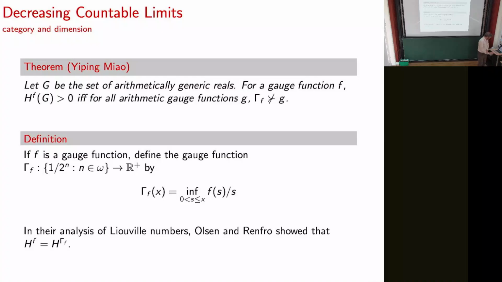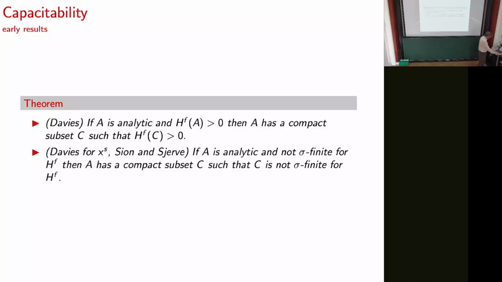And it uses some ideas from this Diophantine approximation. Olsen and Renfro were the ones with the Liouville numbers. Okay, so now we're discussing this capacitability question. I'm going to come back to this, with some comments, and I'm going to come back at the end to this Pi^0_3 thing.